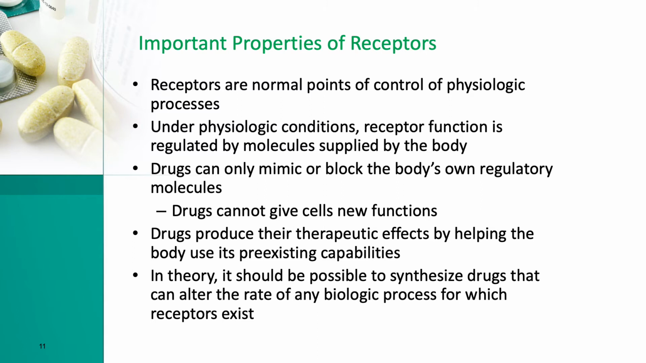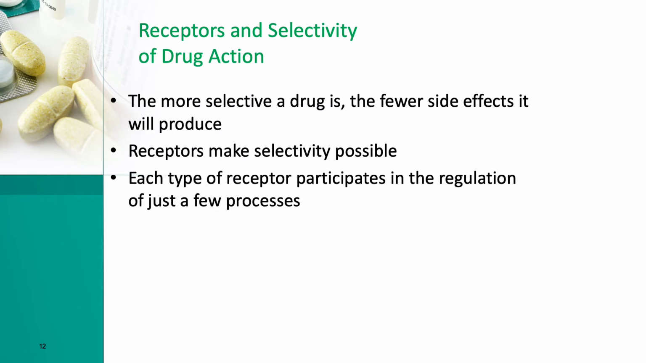In theory, it should be possible to synthesize drugs that can alter the rate of any biologic process for which receptors exist. Thus, many more drugs are potentially on the horizon. The more selective a drug is, the fewer side effects it will produce. Receptors make selectivity possible. Each type of receptor participates in the regulation of just a few processes.